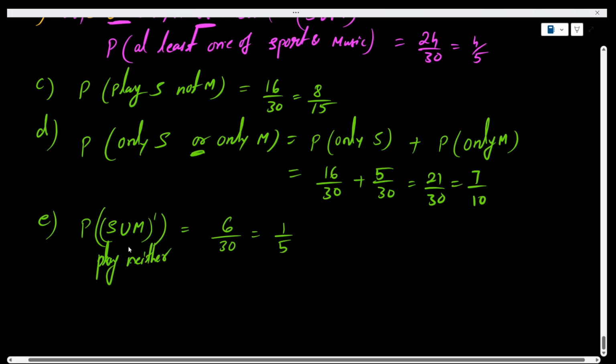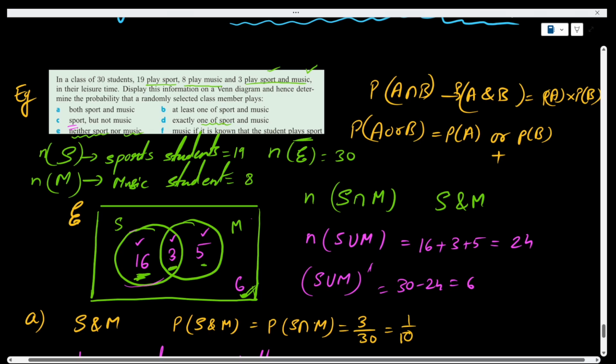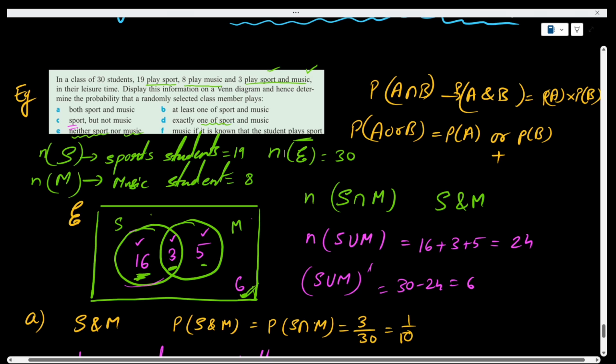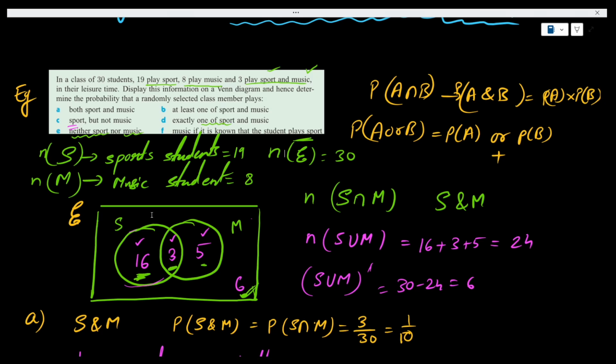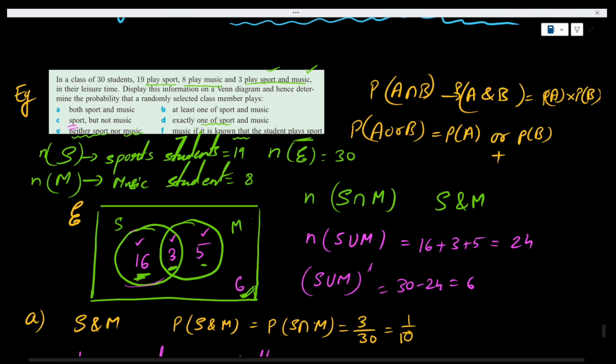Then what is the last part here? What is written here? Music, if it is known that the student plays sport. So the ones who are playing both, right? Here there will be conditional probability also. Now we have not discussed conditional probability, but let us see, in whatever is given, how to choose out of that. Now it's written one student from music, right? If it is known that the student plays sports, so what is the given condition? You need to choose the student.